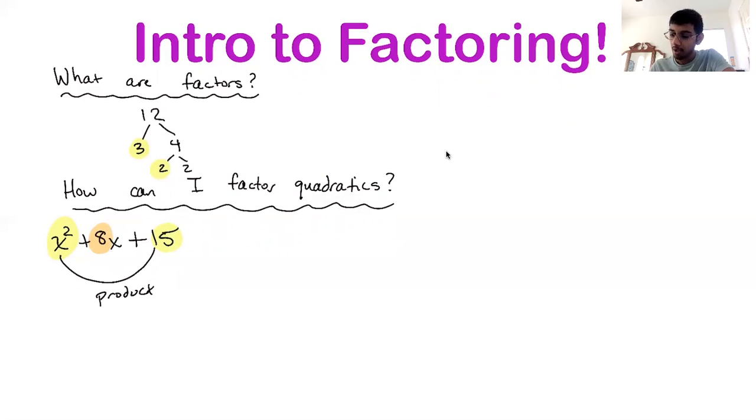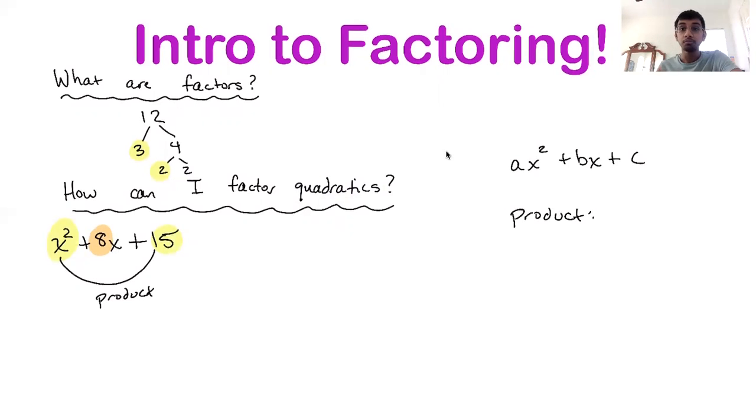Let me speak more generally. When we have a quadratic, it's usually written in the form ax squared plus bx plus c. When we're given this format, we have to find two numbers whose product is the same as a times c, and they also have to add up at the same time to be b. So the product would be ac and the sum would be b.